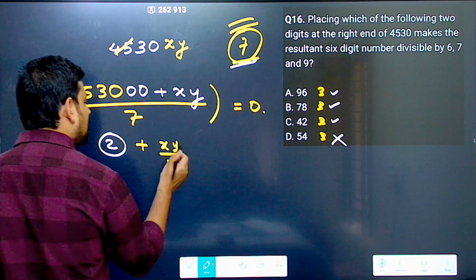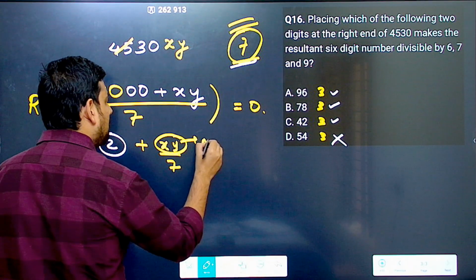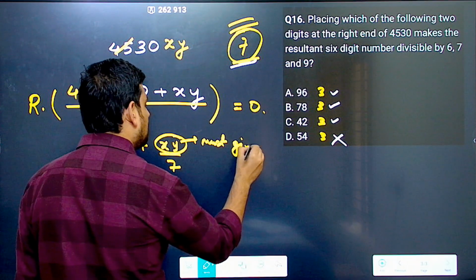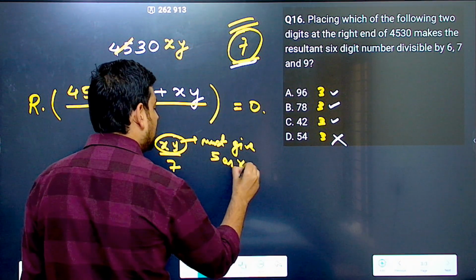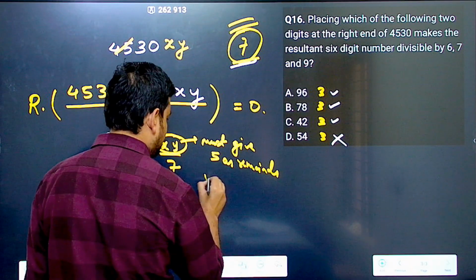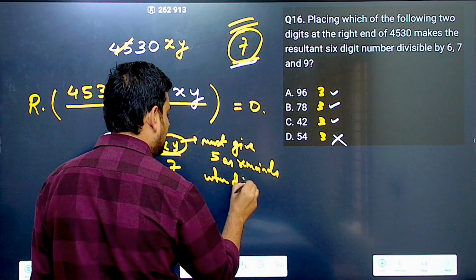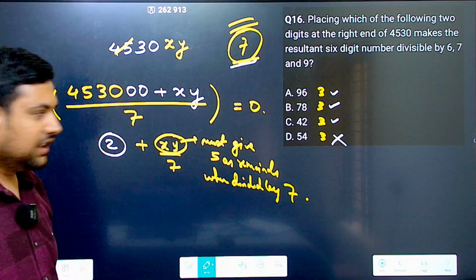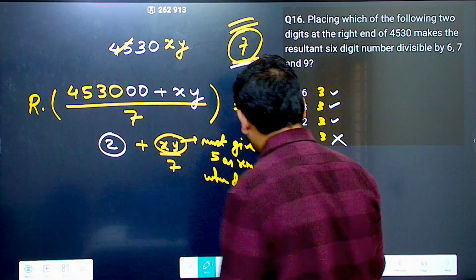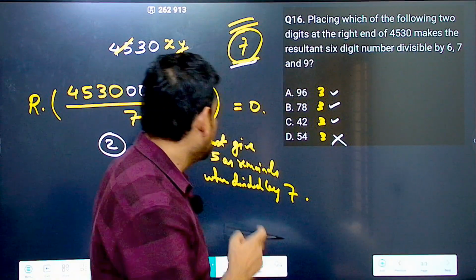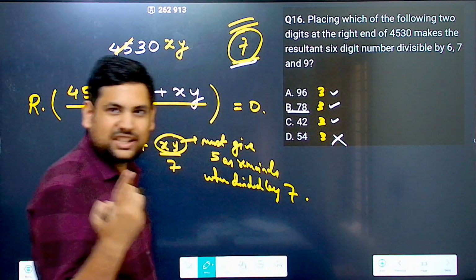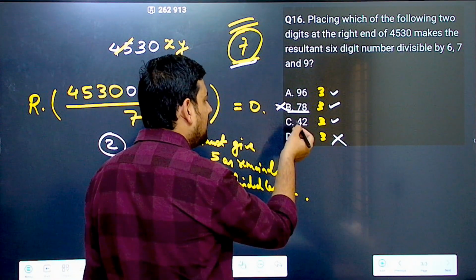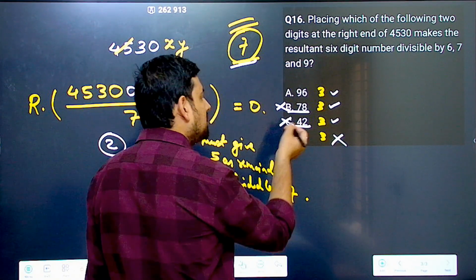So that means xy must give 5 as a remainder when divided by 7. Correct? Now you see the options, it is very easy. 5 remainder where you are getting. So 78, 77 only 1 remainder is there, not the answer. 42 completely divisible, not the answer.